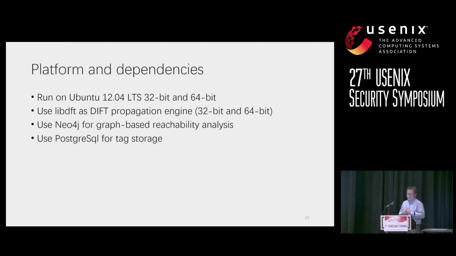Okay, so we have implemented our RTAG system, and currently it runs on both Ubuntu 12.04 32-bit and 64-bit, and we use libDFT as the DIFT propagation engine. It supports 32-bit and 64-bit propagation, and it uses Neo4j for the graph-based reachability analysis, and we use PostgreSQL for the tag storage.